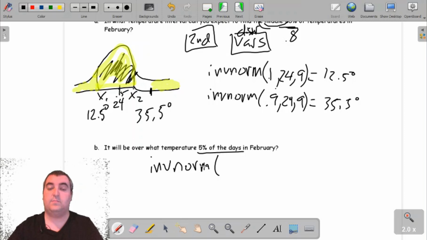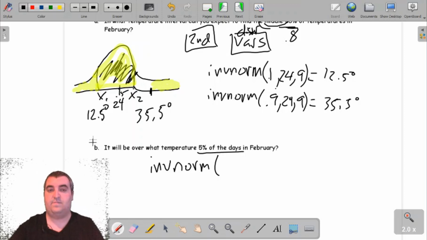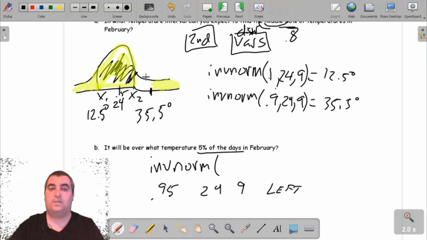And since we're doing the same problem, you just type in the mu and the sigma the same, but now our area, we could type in one of two things. We could either type in the 5%, and then we want the right side, so we would select right, or I'm going to do 0.95 as my area, and then a 24 and a 9, and I'm going to select left, because I want 95% of my data on the left side.